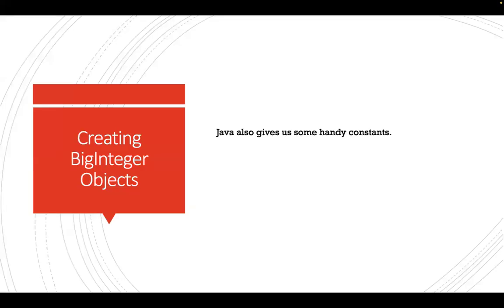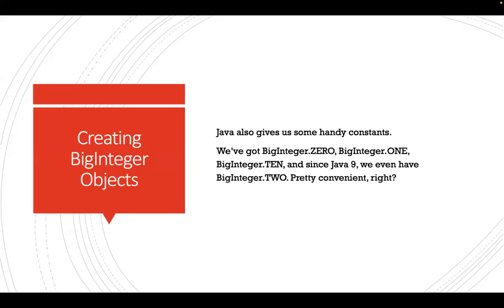Java also gives us some handy constants. We've got BigInteger.ZERO, BigInteger.ONE, BigInteger.TEN, and since Java 9 we even have BigInteger.TWO. Pretty convenient, right?